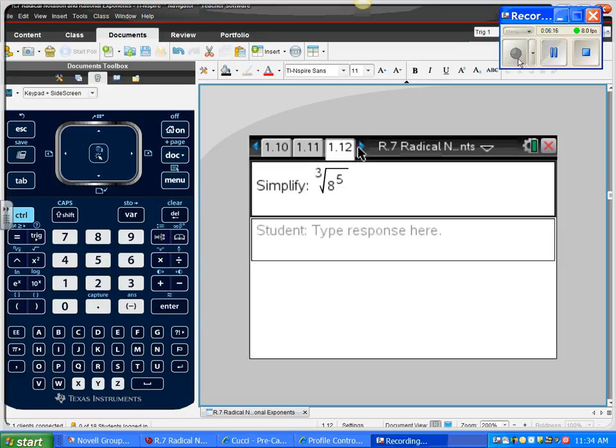Okay, so we know that this is the same as the cube root of 8 to the 5th, okay? And we know that the cube root of 8 is 2. Cube root of 8 is 2, raised to the 5th, which is 32. And this comes from your rules that we looked at at the beginning.